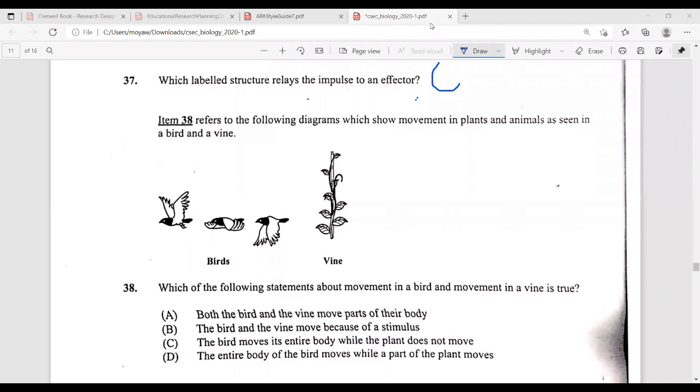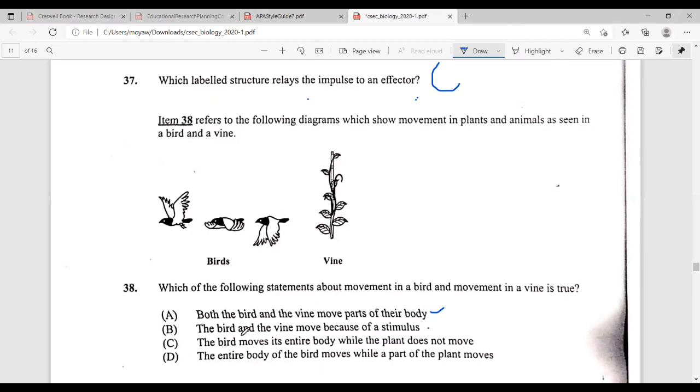Item 38 refers to the following diagram, which shows movement in plants and animals as seen in a bird and a vine. So as we can see on the picture, we have the birds and the vine. So 38, which of the following statements about movement in a bird and movement in a vine is true? So we have A, both the bird and the vine move parts of their body. I would say this one is true. B, the bird and the vine move because of stimulus. No, so B is out of it.